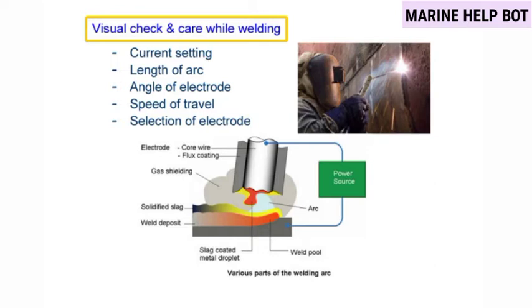So this is the important thing. We should visually check and take care while welding about the current setting, length of arc, angle of electrode, speed of travel, selection of electrode. So if all these points are not taken care of, then they may lead to welding defects. And if there are welding defects, it may decrease the lifetime of the workpiece, or we will lose the strength of the workpiece. So we should keep in mind all these points.